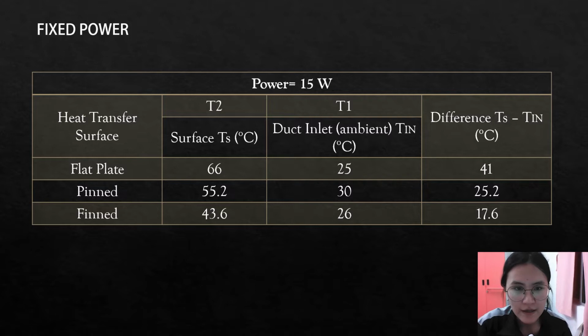So we can see here that the surface for T2 and T1, and the temperature is 66, 52.2, 53.6, and for duct inlet for T1 is 25, 30, and 26. And then we calculated the difference between T2 and T1. That would be 41 for flat plate, pin for 25.2, and fin is 17.6.